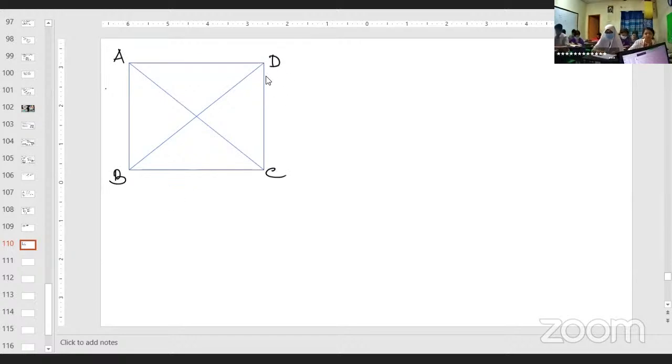C, D, X, all equal, right? Diagonals bisect each other at 90 degrees. So this image is actually enough to talk with us.